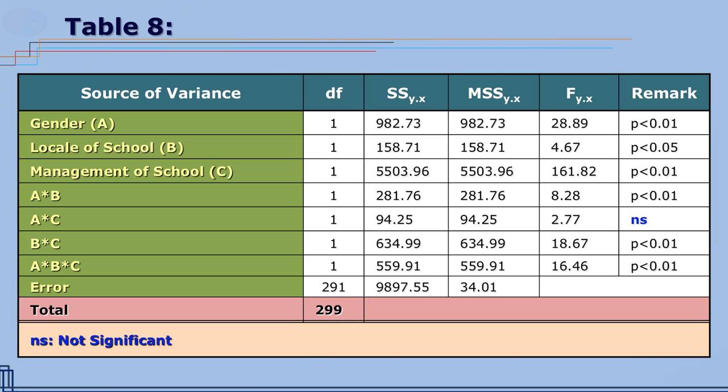So, there was a significant influence of locale of schools on self-efficacy of students when resilience was taken as covariate. Thus, the null hypothesis that there is no significant influence of locale of schools on self-efficacy of students when resilience was taken as covariate is rejected.